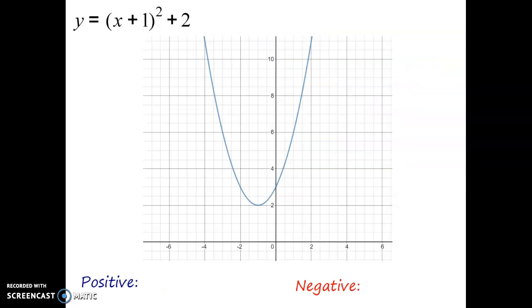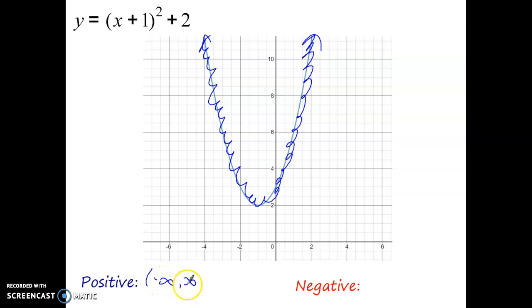Okay, positive and negative. So let's recall what those mean. Positive means above the x-axis. Negative is below the x-axis. So if I color blue the part of this that is above the x-axis, I'm going to end up with the whole thing. So my positive interval is forever to the left and forever to the right, negative infinity to positive infinity, or all real numbers. My negative interval, well, I don't have anything colored red. There's no part of it that's below the x-axis, so I'm just going to put none.